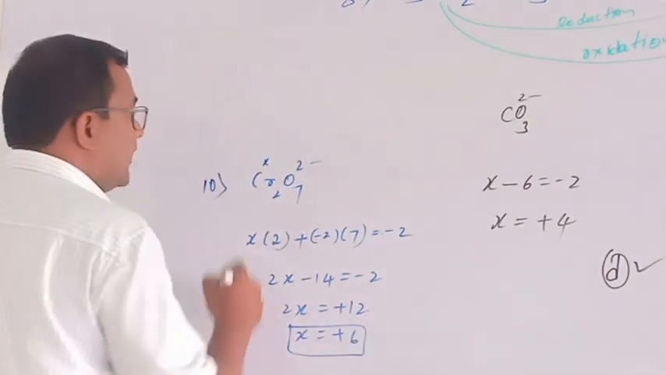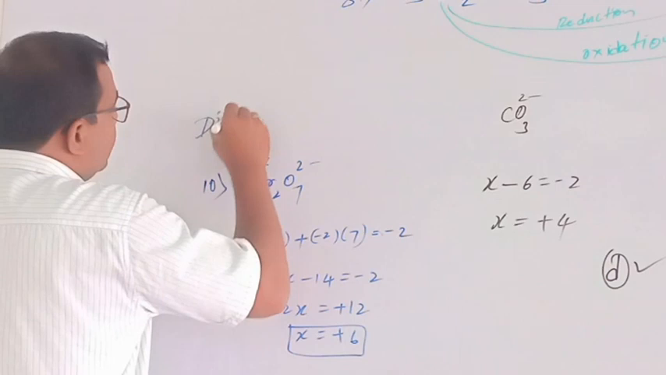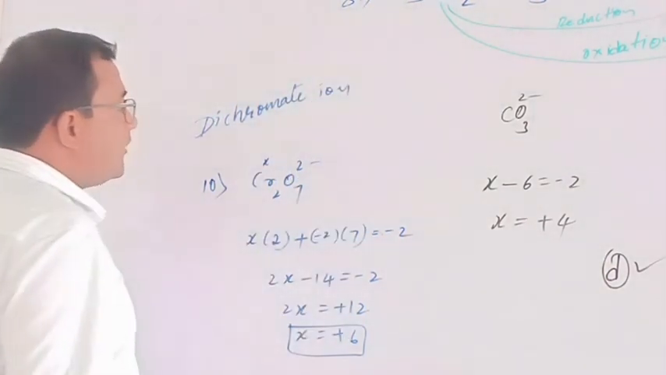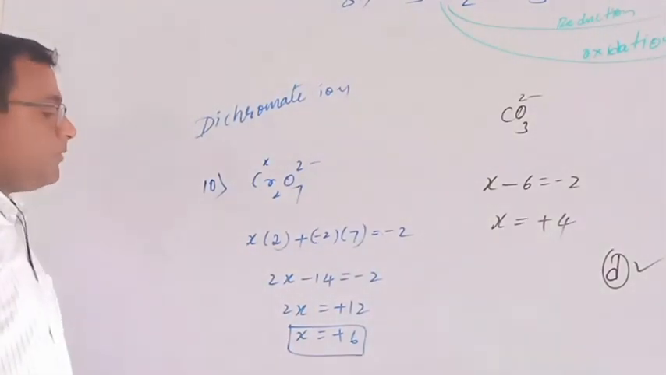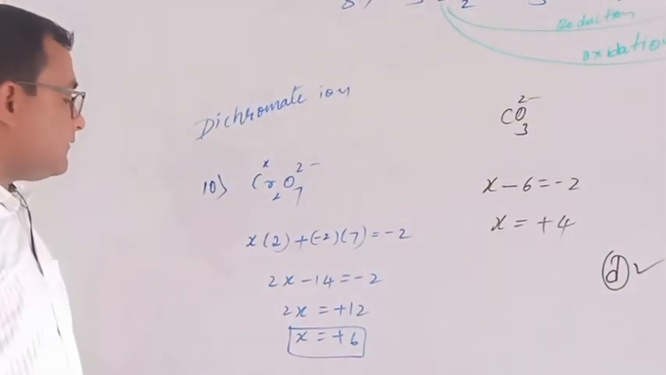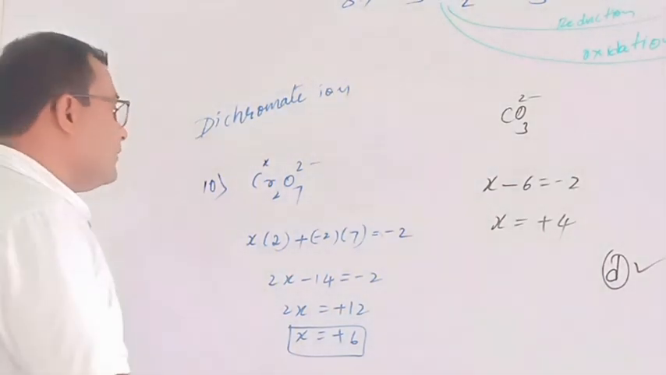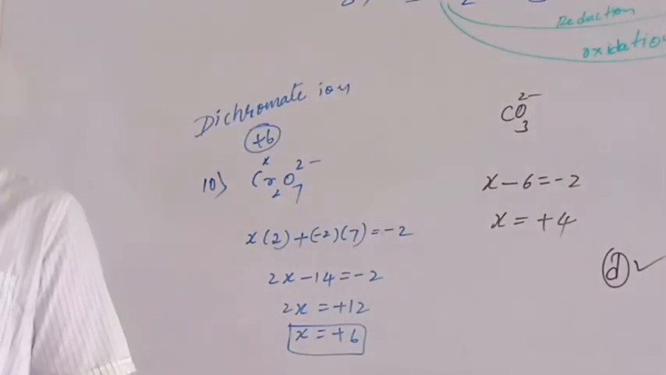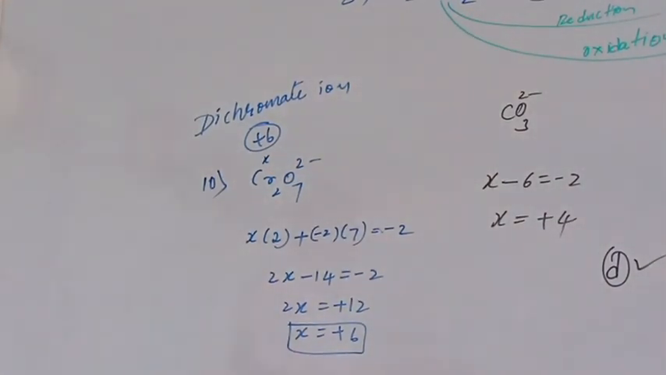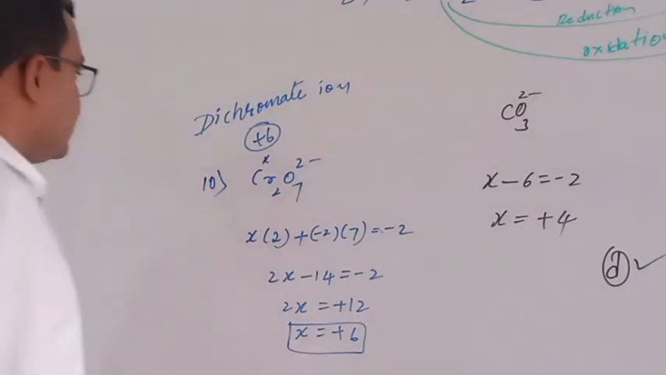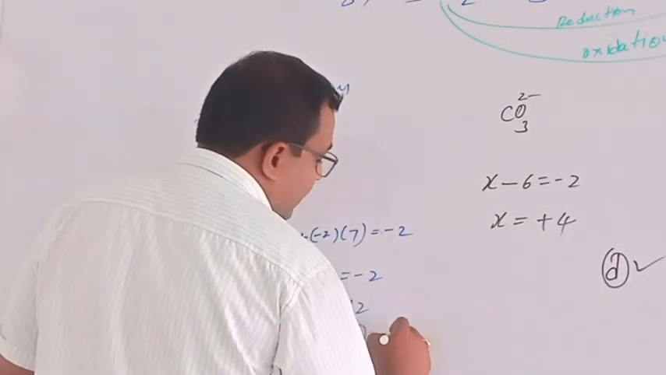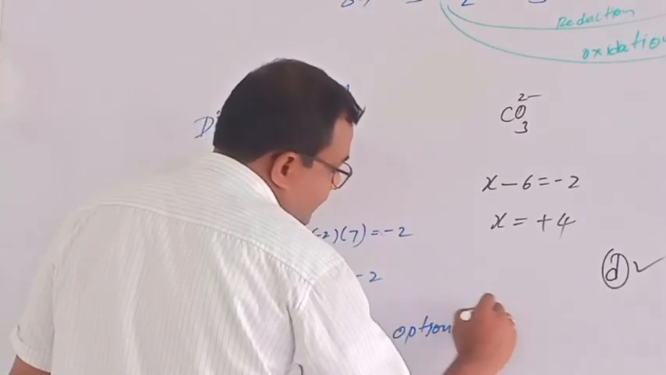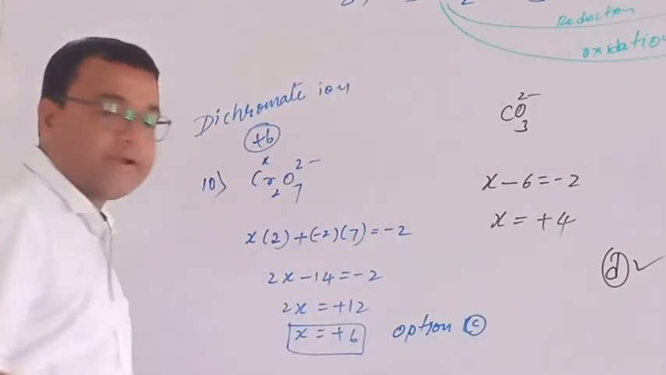So this is called the dichromate ion. The charge of chromium in dichromate is x, that is plus 6. So option C is the correct option. Option C will be the correct option for this question number 10.